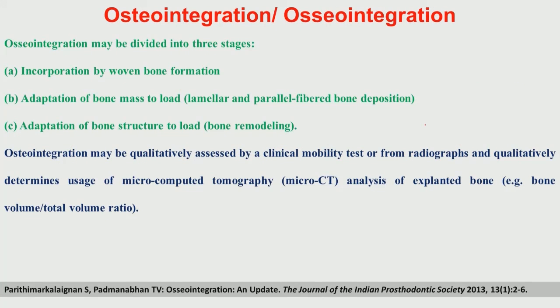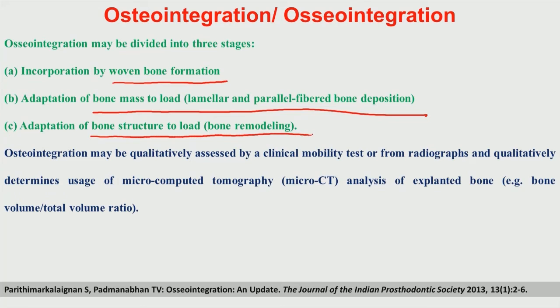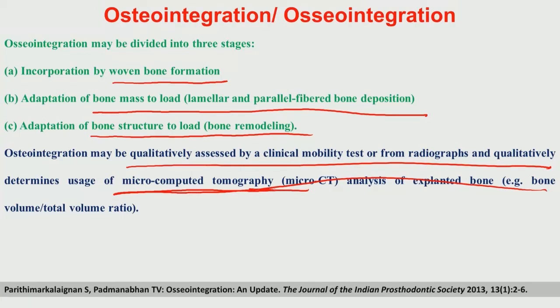And it may be divided into 3 stages. One is incorporation of woven bone formation, second one is adaptation of bone mass to load, so it can support the biomechanical loading, and third one is adaptation of bone structure to load, that is bone remodeling, and it is assessed by clinical morbidity tests from radiographs and qualitatively using the microcomputed tomography test and analysis of explanted bone.